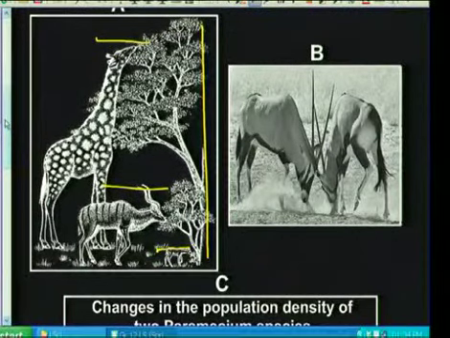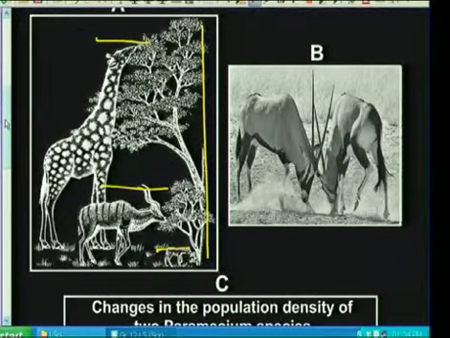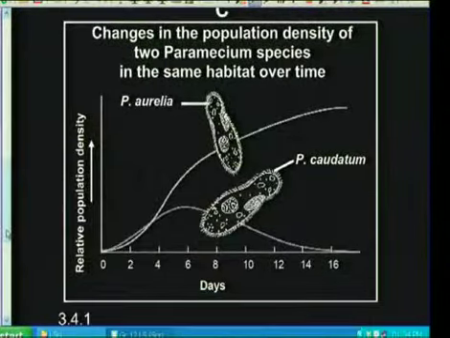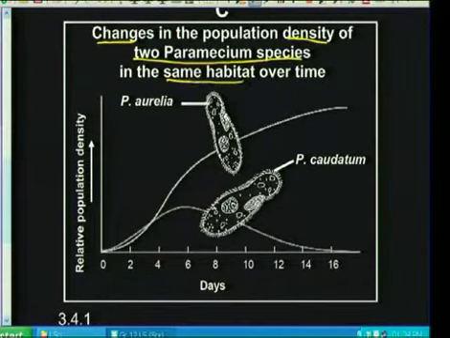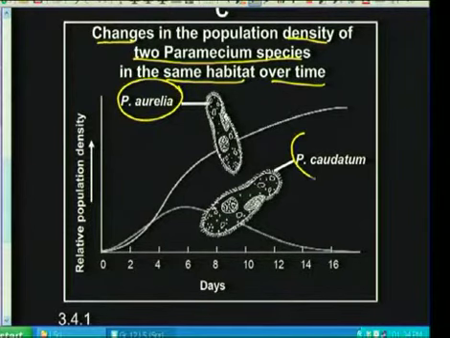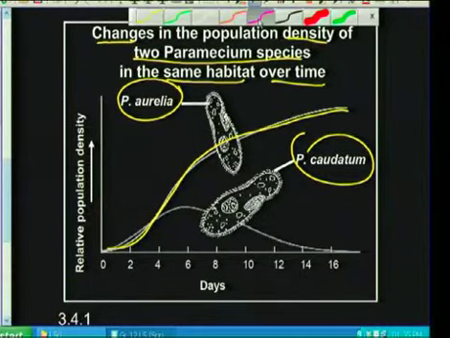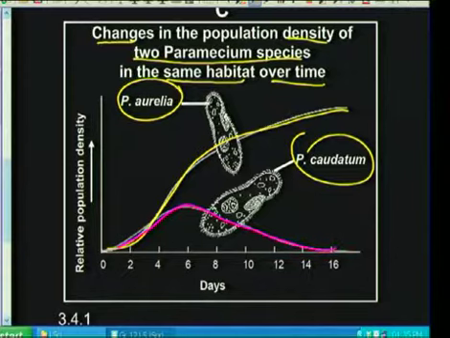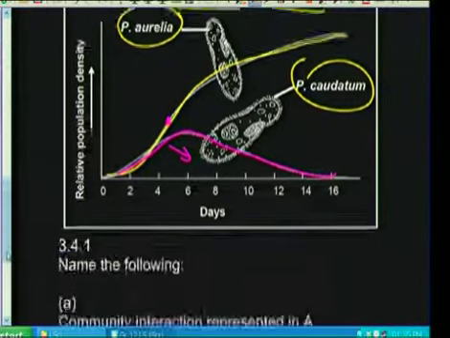So here in the next diagram we see competition between what looks like two individuals belonging to the same species, and these would be males that are competing probably for territory or for breeding pairs. And in the third graph, remember, read the heading. It shows changes in population density of two Paramecium species in the same habitat over a period of time. Here we've got Paramecium aurelia and Paramecium caudatum, and we see that one population increases while the other decreases. So when the population of aurelia increases, the population of caudatum decreases. Okay, so let's answer those questions based on this.